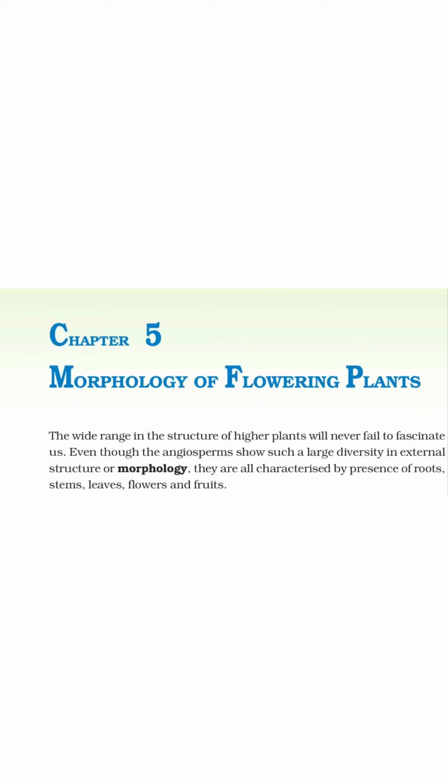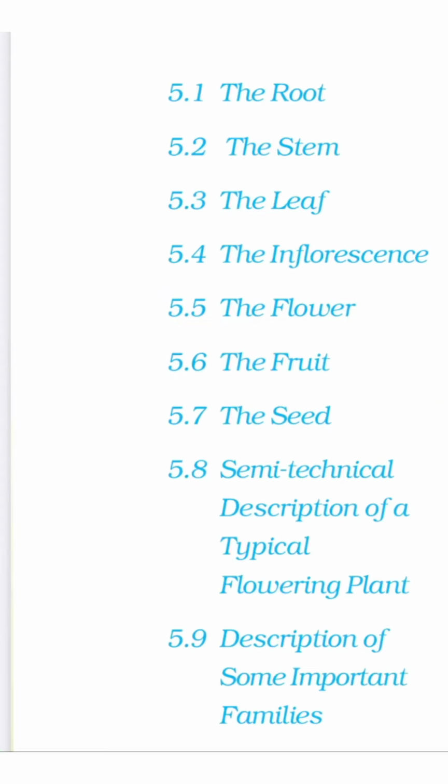And here they are characterized by the presence of root, stem, leaves, flowers, fruits, seeds. So all these structures we are going to deal with. This chapter consists of 5.1, that is root, 5.2 about stem, 5.3 leaf, then inflorescence, then flower, fruit, seed, and some of the typical descriptions regarding flowering plants, and lastly description of some families like Solanaceae, Fabaceae and Liliaceae.